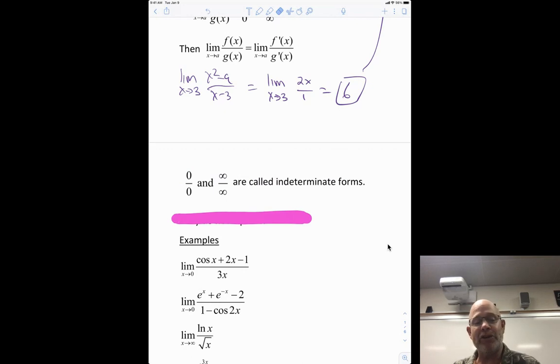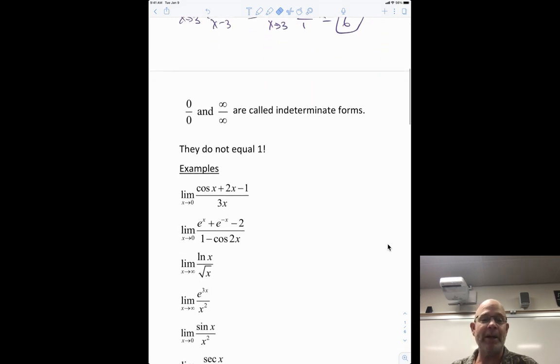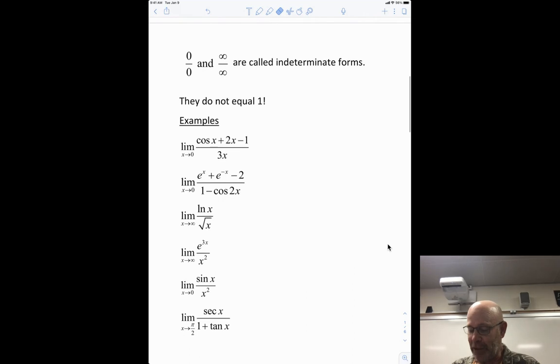These are called indeterminate forms. They're not equal to 1. Often we think 0 over 0 is equal to 1. It might be 27. In this case, it was 6, right? In the other case up here, it was 1. So it could be anything. They're called indeterminate forms. I've got a bunch of examples.